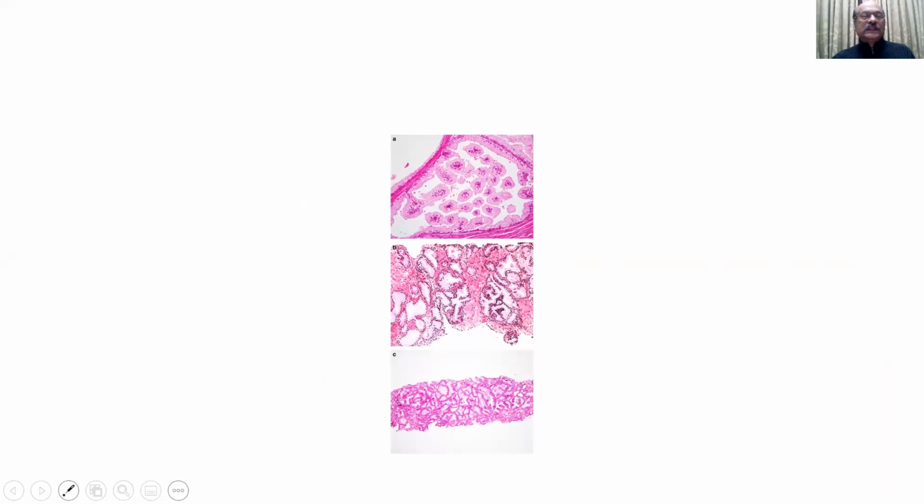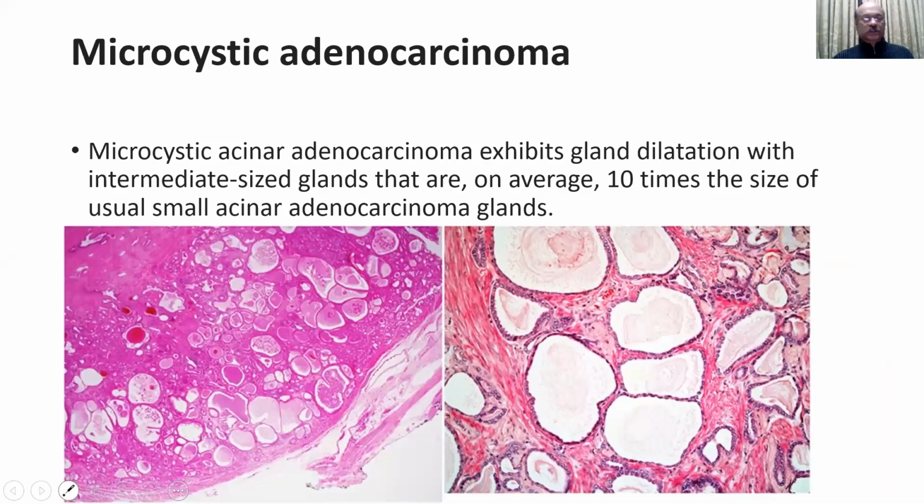The next variant is microcystic adenocarcinoma. Microcystic adenocarcinoma exhibits gland dilatation with intermediate sized glands that are on average 10 times the size of usual small acinar adenocarcinoma glands. And this pattern is usually admixed with the usual acinar adenocarcinoma.